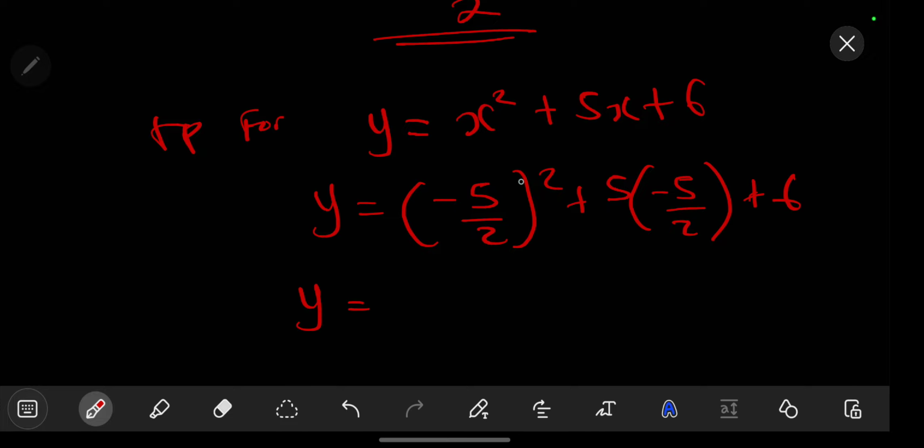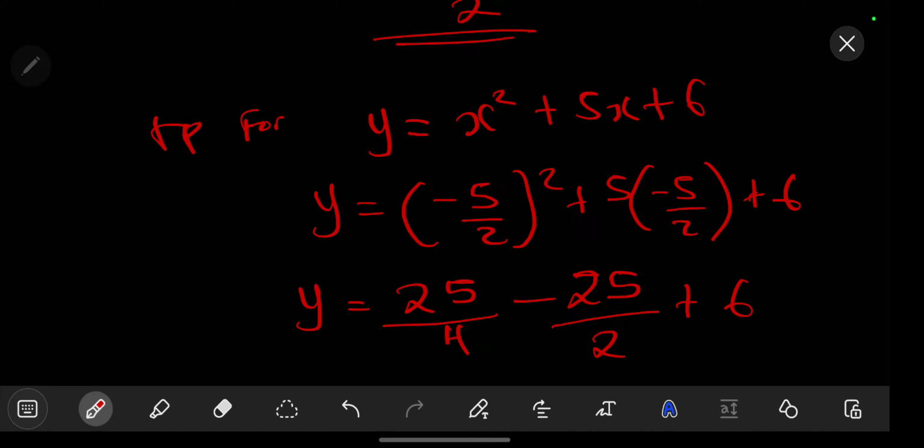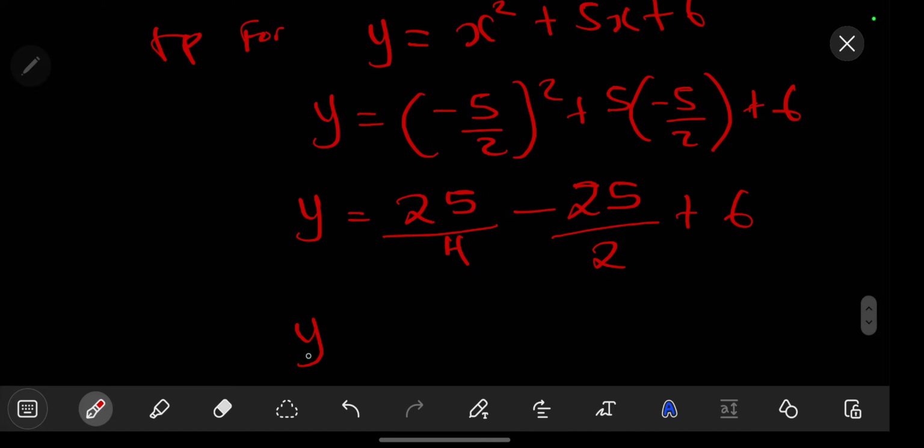Since the square distributes to both numerator and denominator, negative 5 squared is positive 25, then 2 to the power 2 is equal to 4. Then we have minus, we are multiplying, 5 times negative 5 is negative 25 over 2, like that. Then we have plus 6. So let's pick our common denominator to be 4.